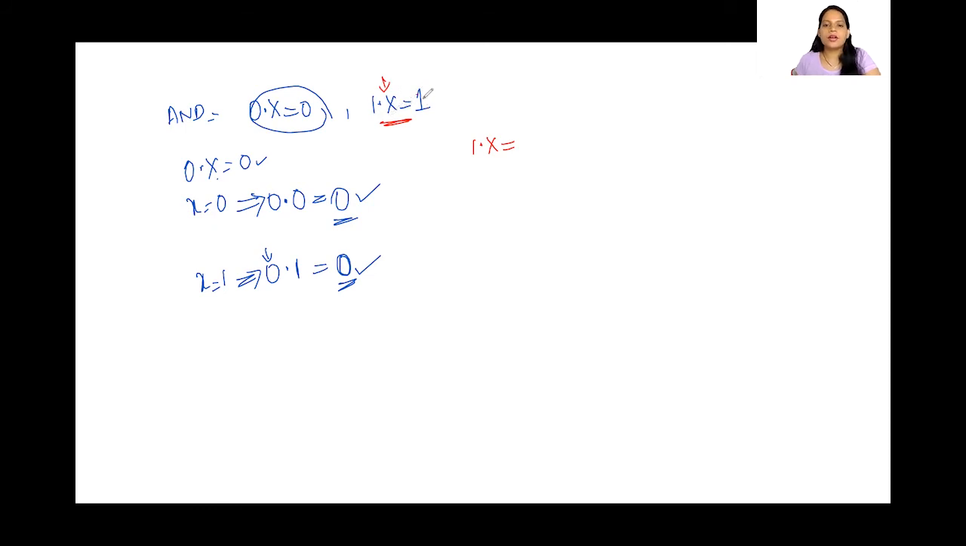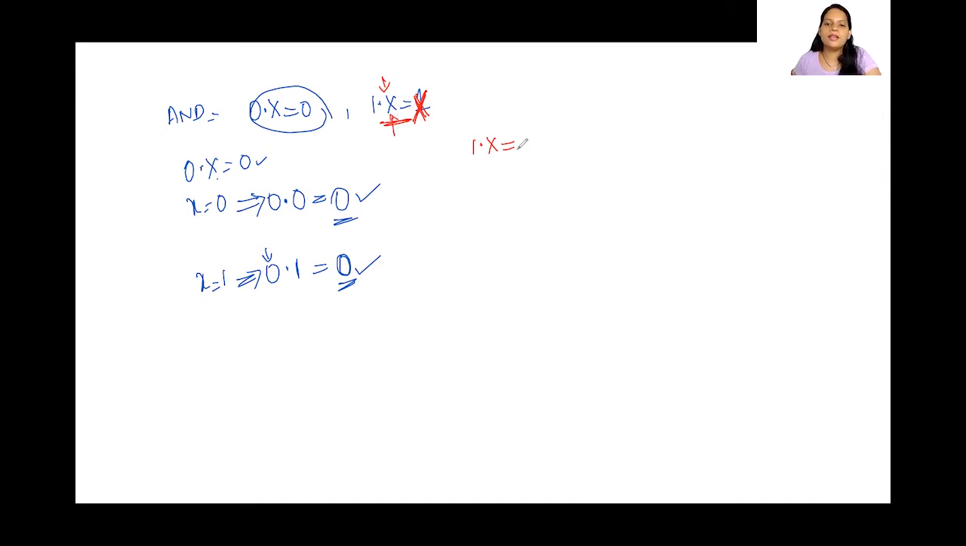Sorry, here it is not 1, here it is x. Sorry. So, 1 into x is always x. Okay. So, what is it saying? Whenever we do AND operation of any variable with 1, we will always get the same variable.